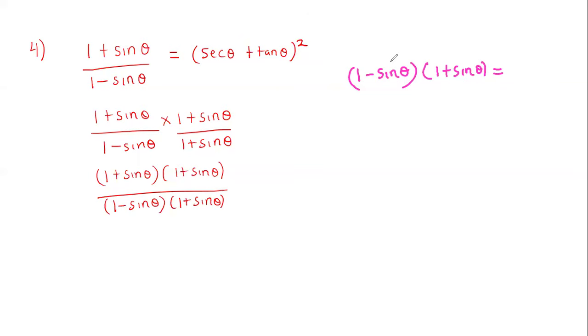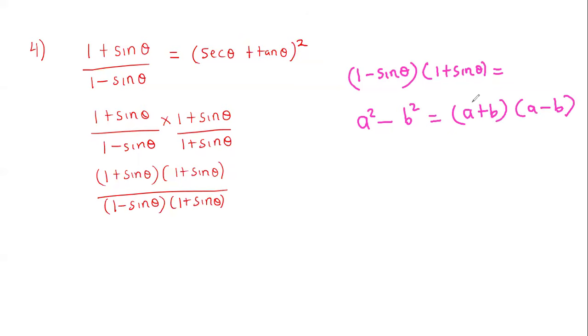Members are saying 2, 0. I want you to apply. Remember, I want you now to apply this knowledge. A squared minus b squared, what is it equal to? That a squared minus b squared is a plus b, a minus b.